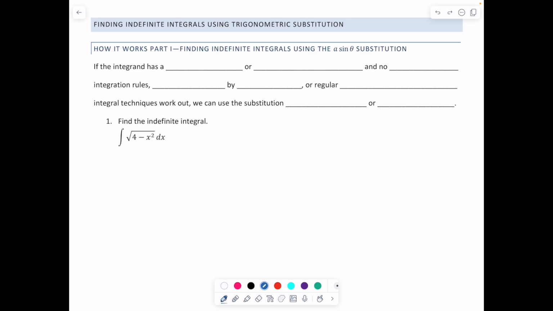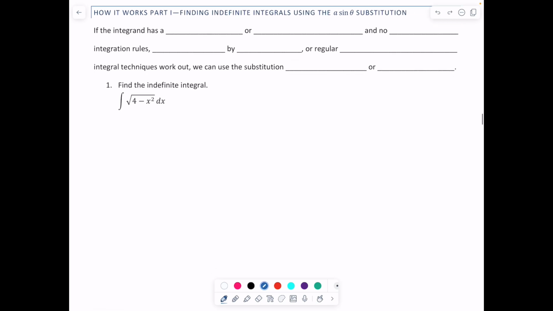Specifically for this one, we're doing part one, which is using the a sine theta substitution.